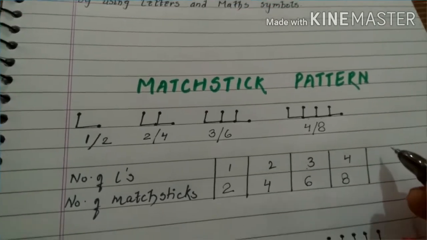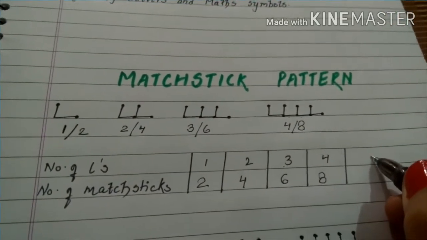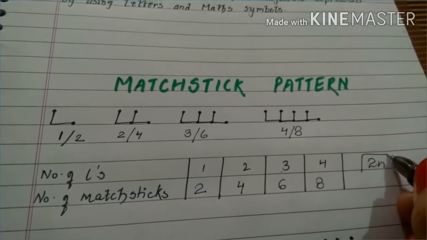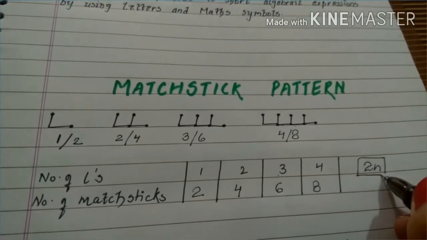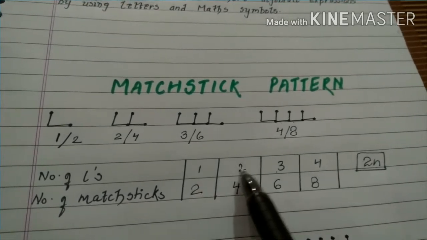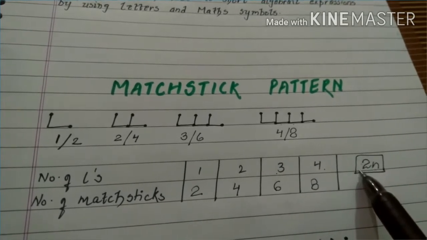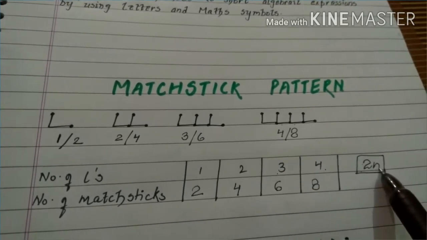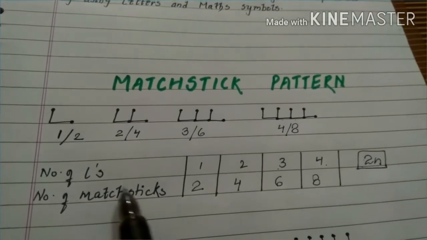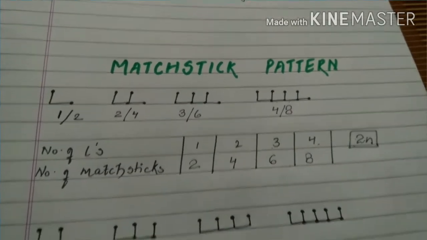So the expression which we framed here is 2n. That means n is the number of L's, and 2n is the number of matchsticks we require for that particular number of L's. That is, n is the variable which we have used for making different numbers of matchsticks.